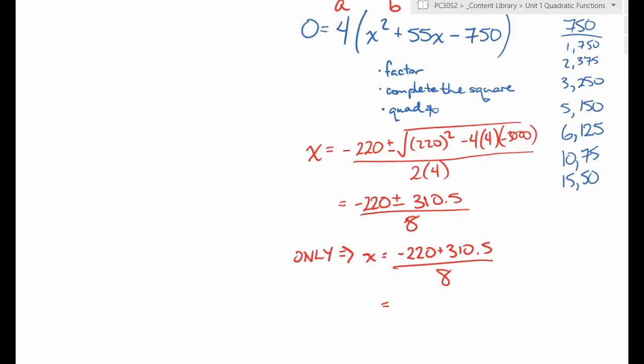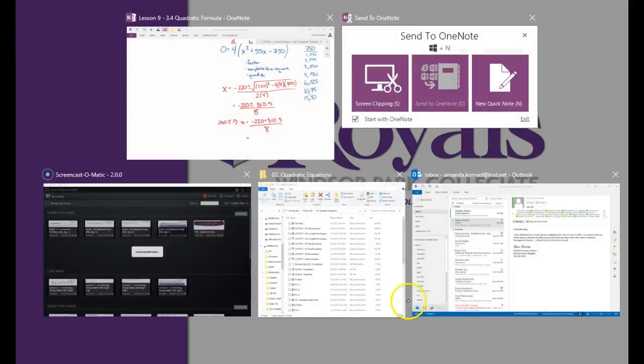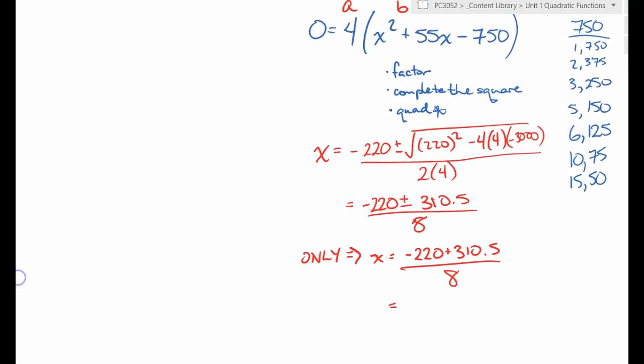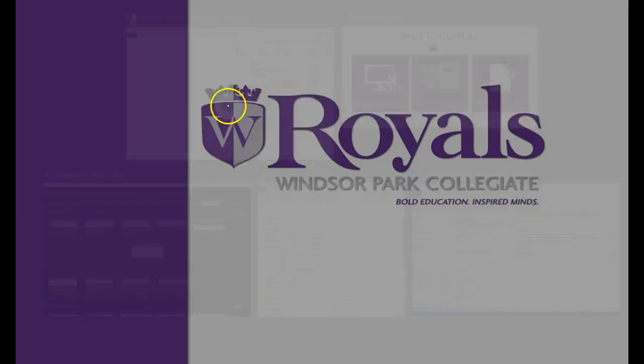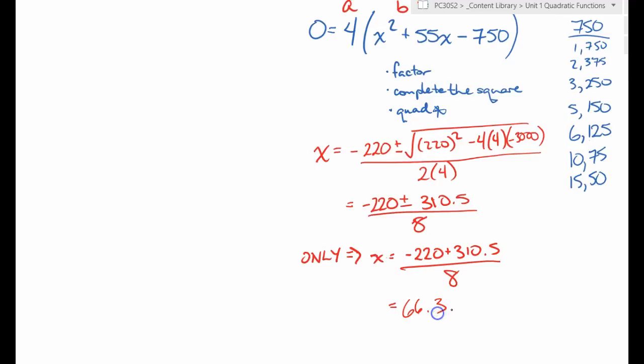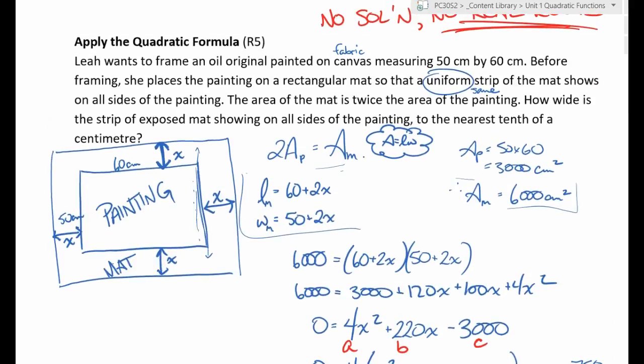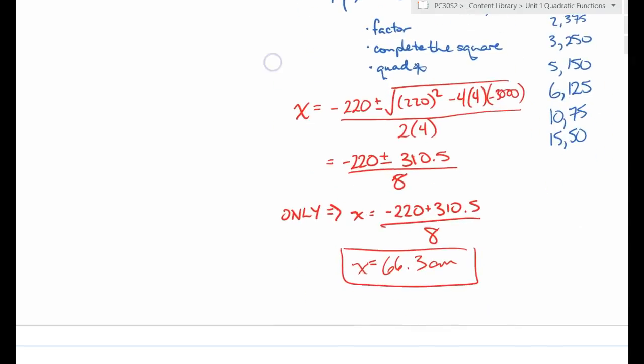and I get as my final answer that x is 66.3 centimeters. So that's my difference in dimension. So we go back, always check back: how wide is the strip of exposed mat showing on all sides of the painting to the nearest 1/10 of a centimeter? Okay, make sure that I've answered that correctly, and I'm done.